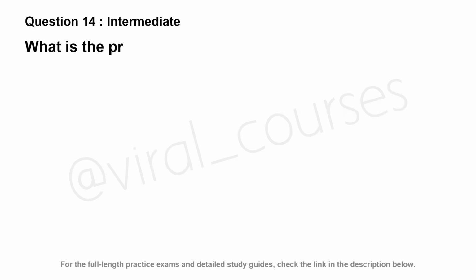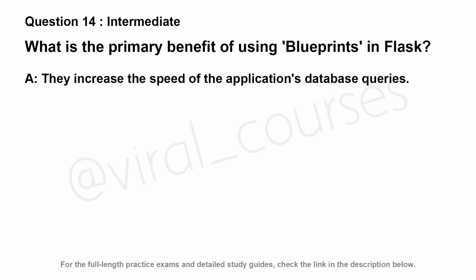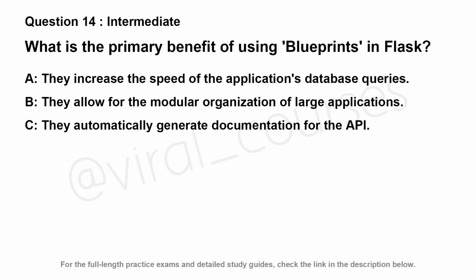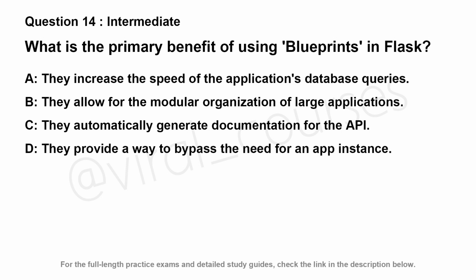What is the primary benefit of using blueprints in Flask? Option A. They increase the speed of the application's database queries. Option B. They allow for the modular organization of large applications. Option C. They automatically generate documentation for the API. Option D. They provide a way to bypass the need for an app instance.